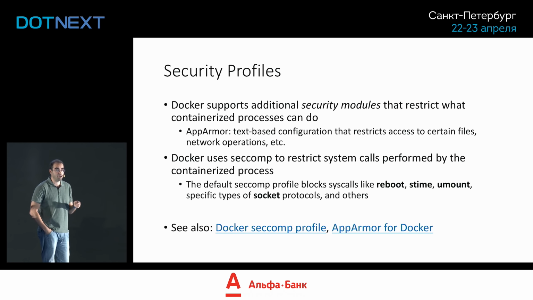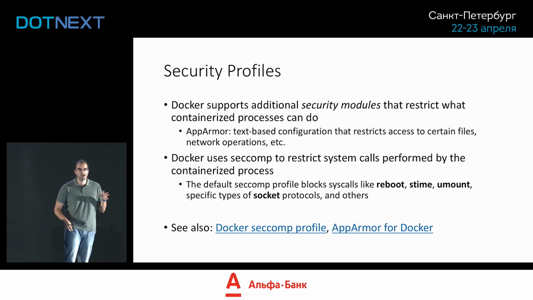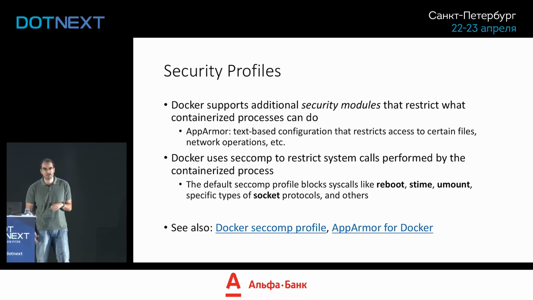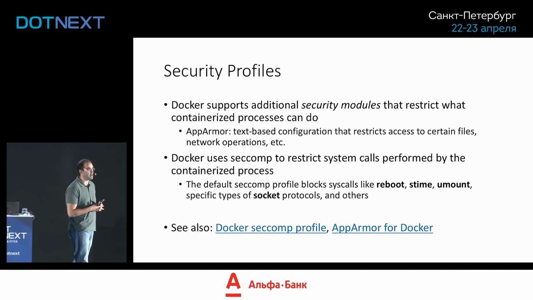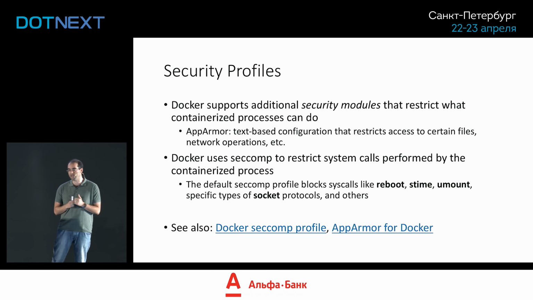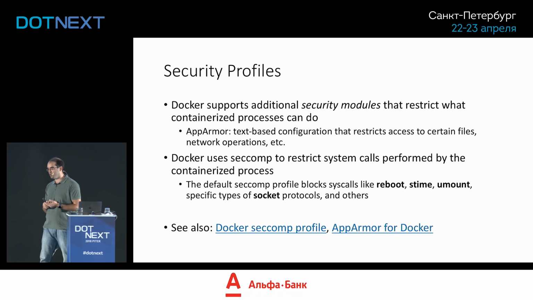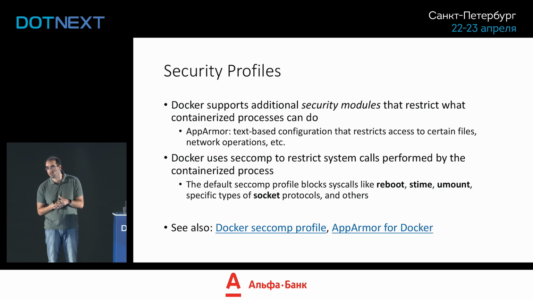So let's start with security profiles, just to get this out of the way. Docker uses 2 different mechanisms to restrict what containers can do. The first is called kernel security modules. And that includes stuff like AppArmor, for example, which we're not going to look at more closely today. But it is a text-based configuration language, which the kernel then uses to restrict what a containerized process can do. Actually, what any process that profile is applied to can do.